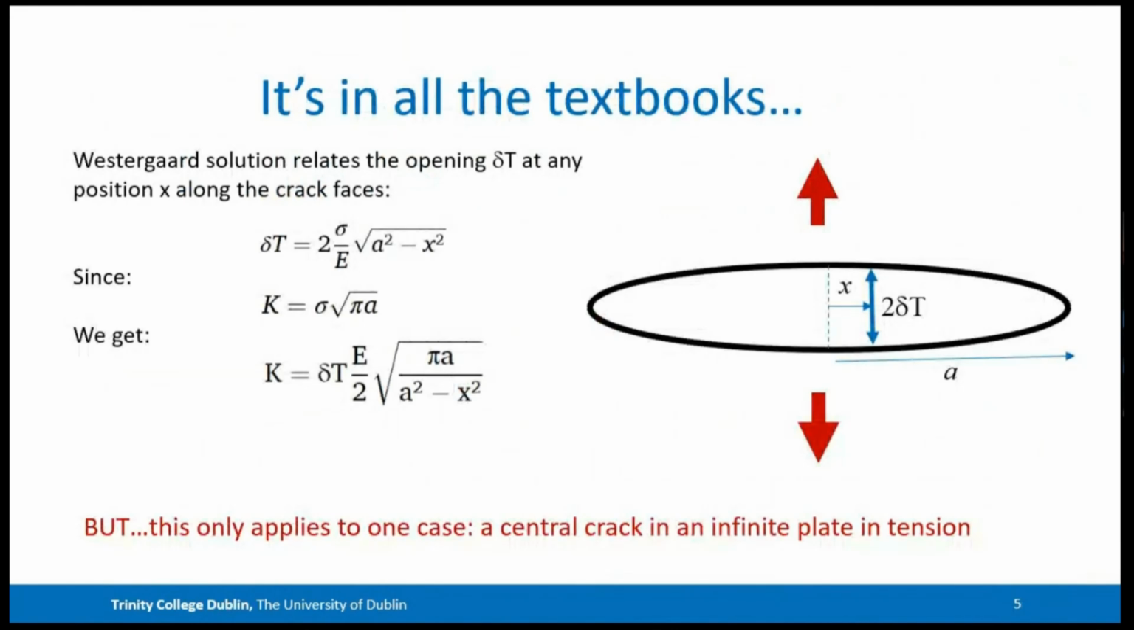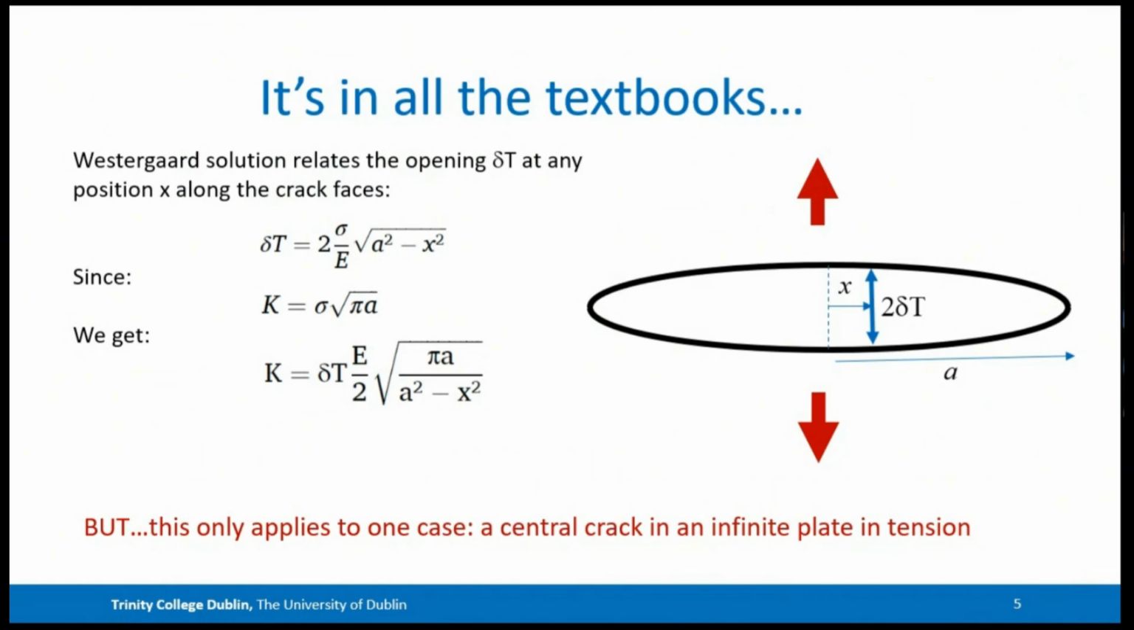Now, this is a bit of theory, which is in all the textbooks. Your lecturer probably mentioned it if you did a course in fracture mechanics, but it's not very much studied. It goes back to the famous Westergaard, who, amongst other things, came up with an equation that says that the opening of a crack, 2 delta T, depends just on the applied stress, Young's modulus, the crack length, and the distance x measured from the middle. So when x is 0, you're in the middle and you get the most opening. When x is a, you're at the crack tip.